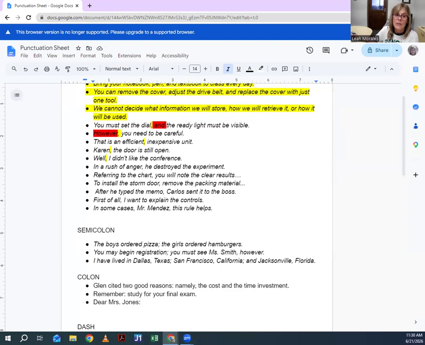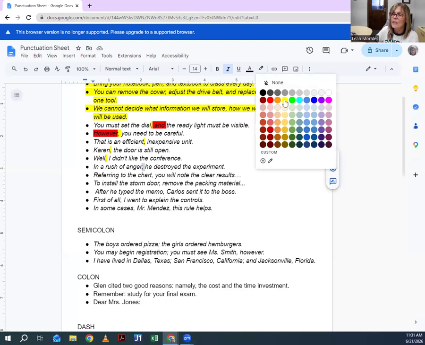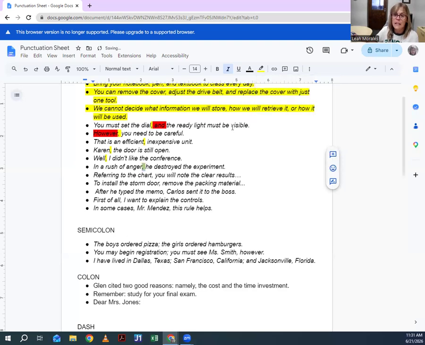Okay? Now, you also use commas in introductory prepositional phrases. In a rush of anger. And a rush of anger is a prepositional phrase. You put a comma after it because it is the beginning of the sentence. If you begin a sentence with a prepositional phrase like that, you put a comma after it. In a rush of anger, he destroyed the equipment.